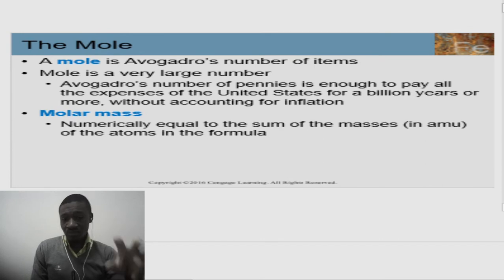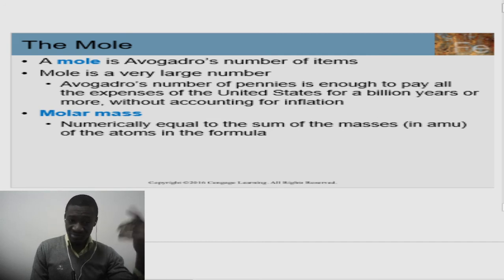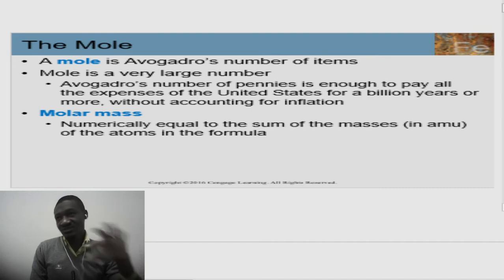So we look at the mole, and we say the mole is Avogadro's number of items. The mole is a very large number if you think about it, thinking of Avogadro's number itself. They give us an example here of Avogadro's number in pennies, saying it is enough to pay the years, and let's forget America now, let's be very practical to ourselves.